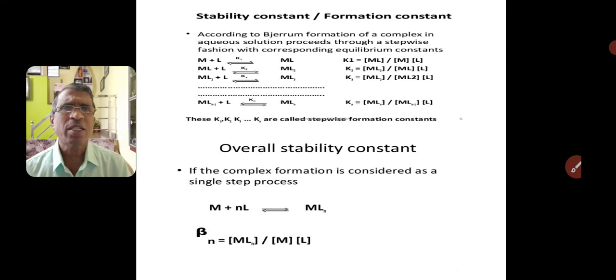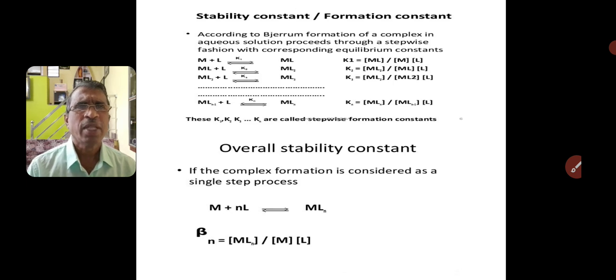Now, whatever we have discussed, all these things are once again rebrushed in these slides. I have given the stability constant or formation constant for the various reactions K1, K2, K3 and so on. Below it also shows the overall stability constant for the reaction. So overall stability constant for this reaction, that is beta n, is equal to active mass of MLn divided by active mass of M into active mass of L raised to n. That n is missing here. Active mass of L raised to n.